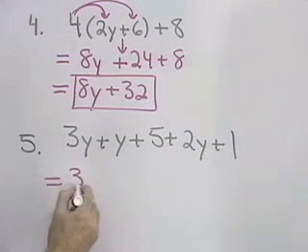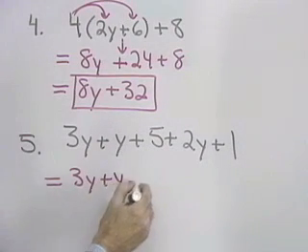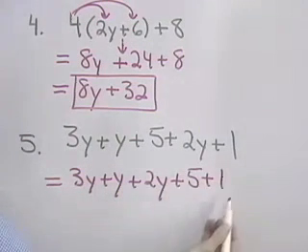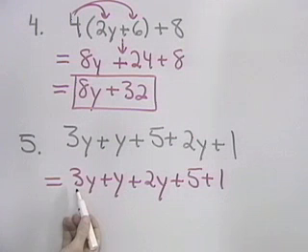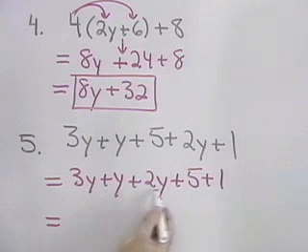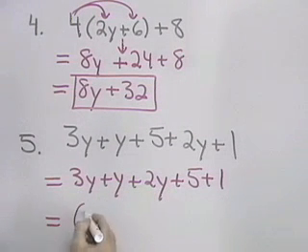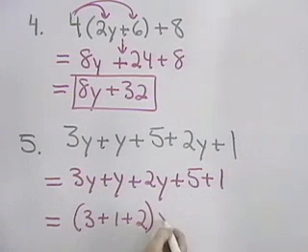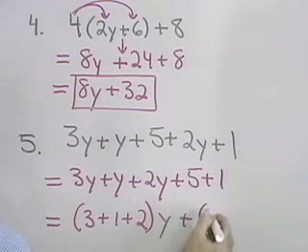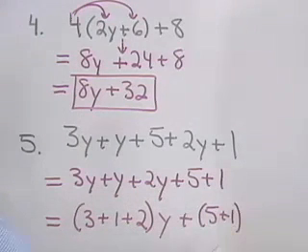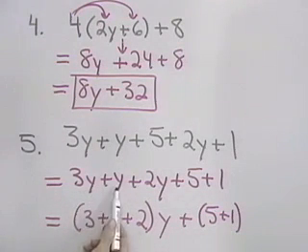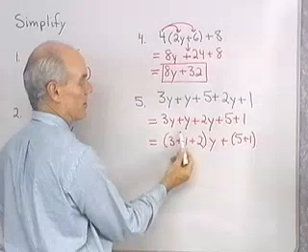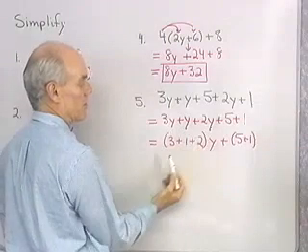Let's regroup it this way. 3y plus y plus 2y plus 5 plus 1. What allows me to do that is the commutative property of addition. Now I'm going to use the distributive property in reverse and write this as 3 plus 1 plus 2, close the parentheses, times y, plus, and I'll just group these together, 5 plus 1. So what I've done is taken this y from each of these terms right here and written it outside using the distributive property in the reverse direction from the way I used it in the previous problem.